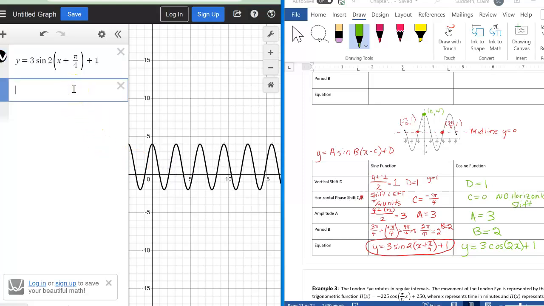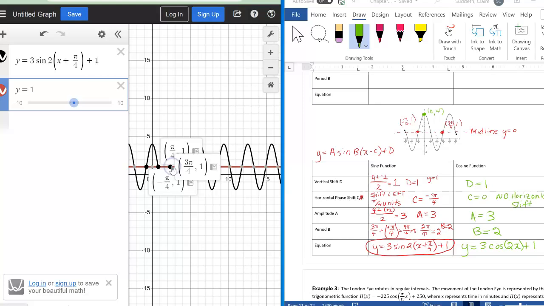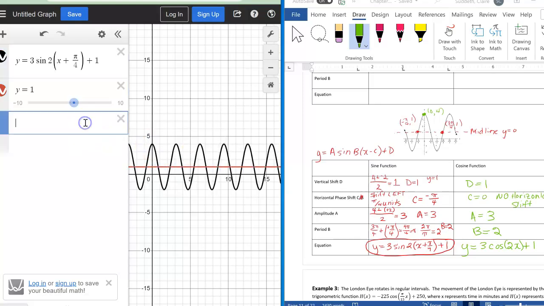So I'm going to go over here and type in y equals 1 to find our midline. And then we can see, hey, that it is pi over 4 and 1. It's at negative pi over 4 and 1. It's at 3 pi over 4 and 1. And again up here. So let's double check our cosine function. y equals 3 cosine of 2x and then plus 1. And they line up, so we have the correct sine and cosine functions.